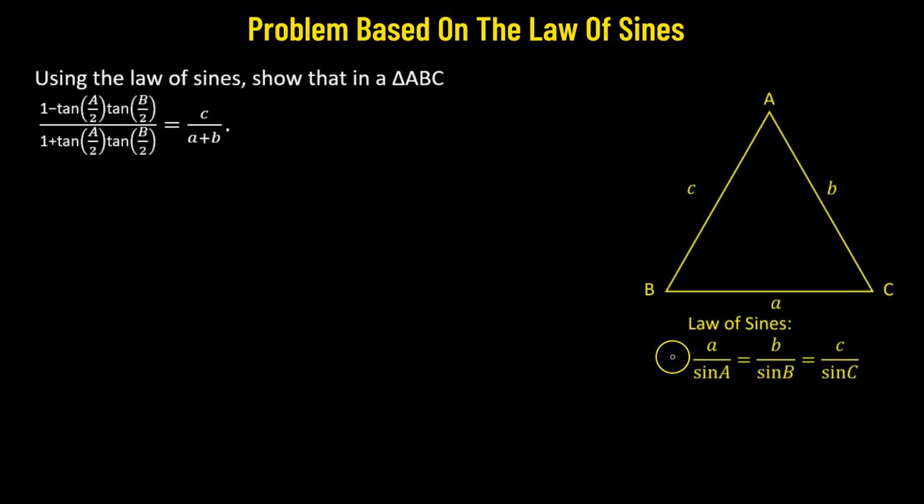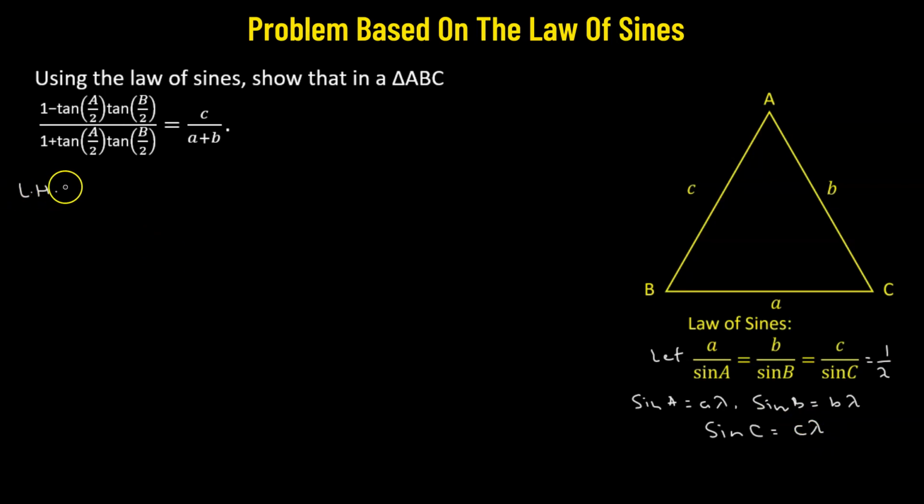Now what we'll do, we are going to suppose that these three ratios are equal to a common constant, and we are going to call it 1 over lambda, such that sine A will be represented by A times lambda, sine B will be represented by B times lambda, and sine C will be represented by C times lambda. So let's begin from the left hand side.